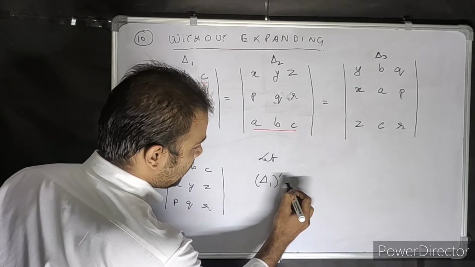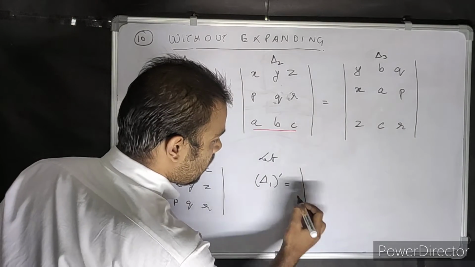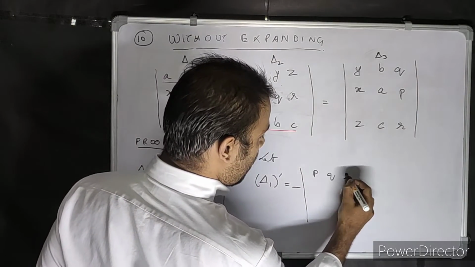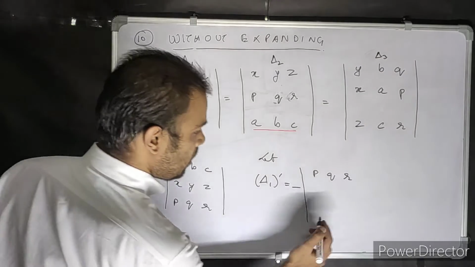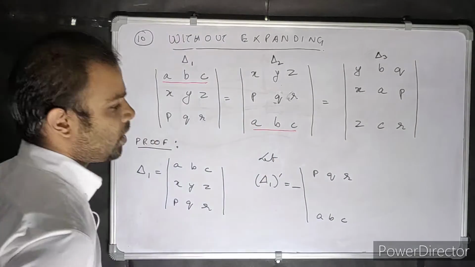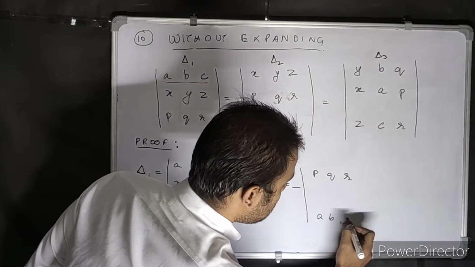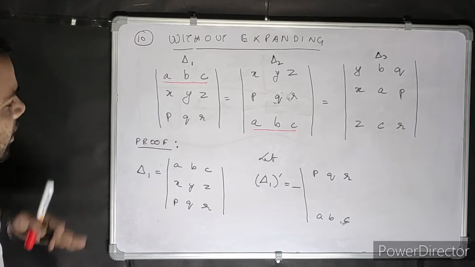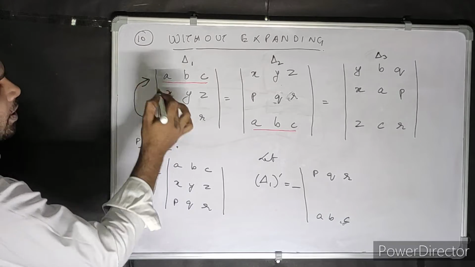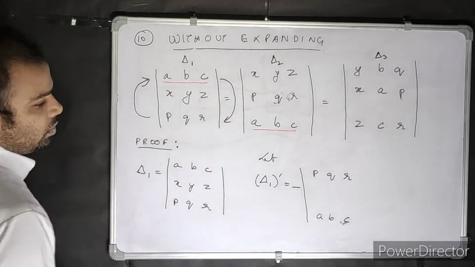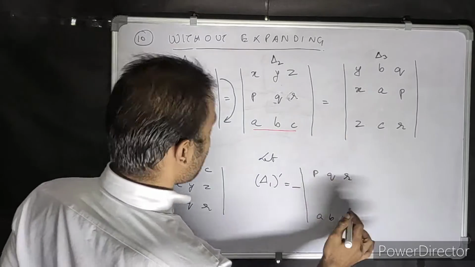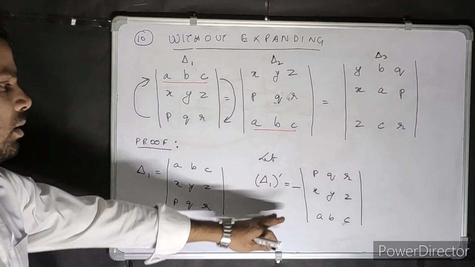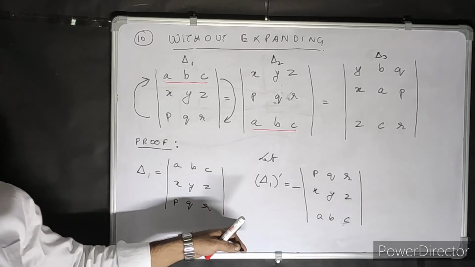So let's put this first row elements in the last row. Let determinant 1 dash equal to negative, then I put the P, Q, R on top and replace the P, Q, R with A, B, C. I put the A, B, C down and take the P, Q, R up. The middle one is the same, X, Y, Z. So I got negative 1 dash.